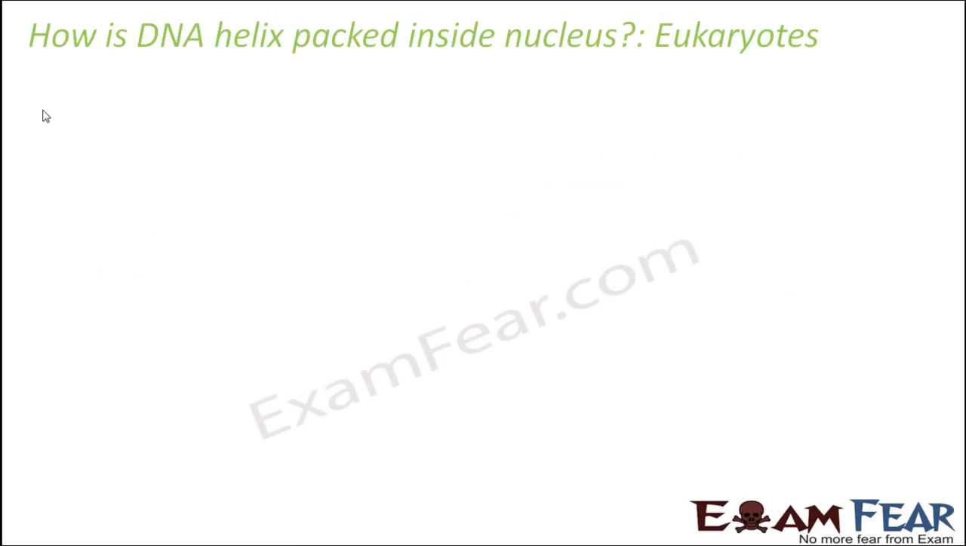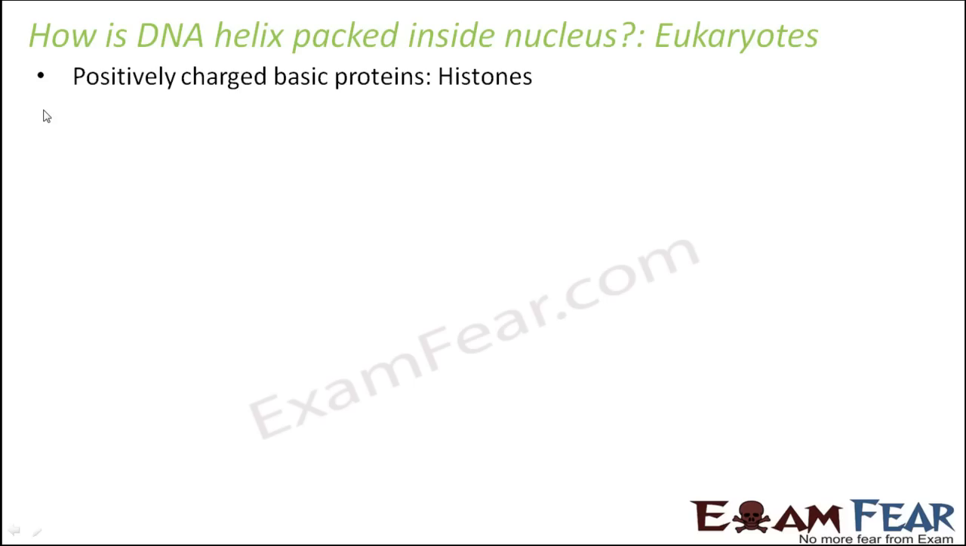Let us now talk about the eukaryotes. Now let us see how the DNA helix is packed inside the nucleus in the case of eukaryotes. In prokaryotes it is quite simpler when compared to eukaryotes. So what happens in eukaryotes? In eukaryotes, there are some special proteins which are positively charged and basic in nature. These proteins are known as histones or histone proteins, whatever you call them. These proteins are rich in amino acids which are basic in nature.